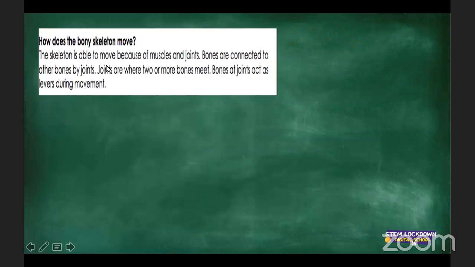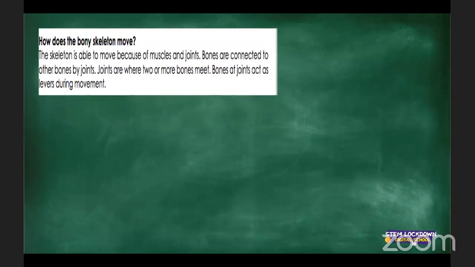Okay, then how does the bony skeleton move? That's an important question, because someone did ask me this question yesterday. The skeleton is able to move because of muscles and joints. Remember, a skeleton has muscles attached to the bones. Joints are also important because joints help us to do different movements. You can stretch your leg, you can bend your arm, you can do all sorts of things because our bones are jointly connected.